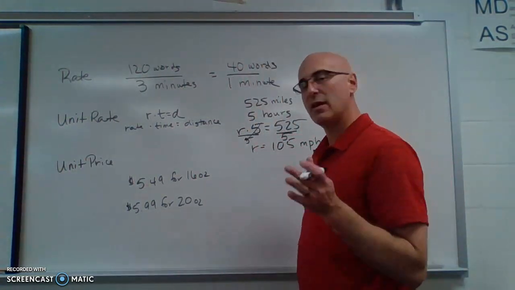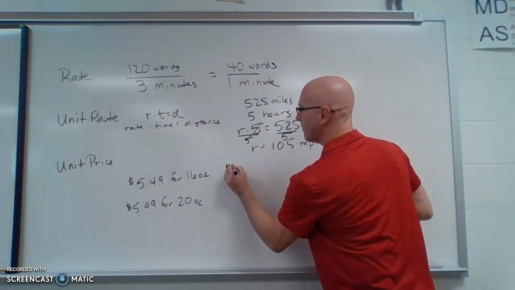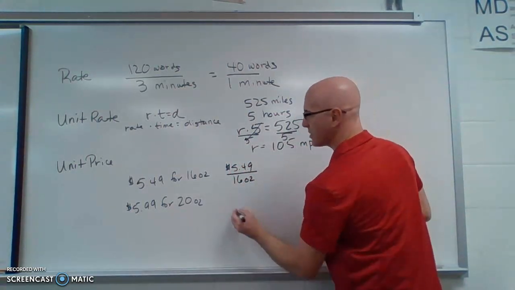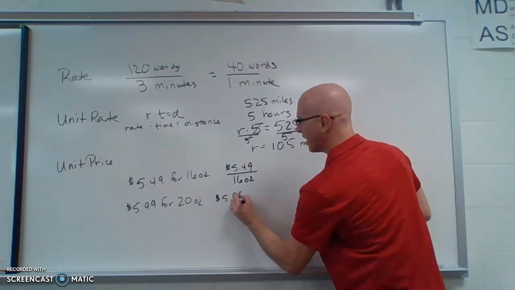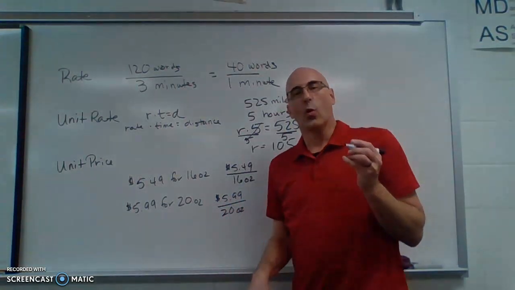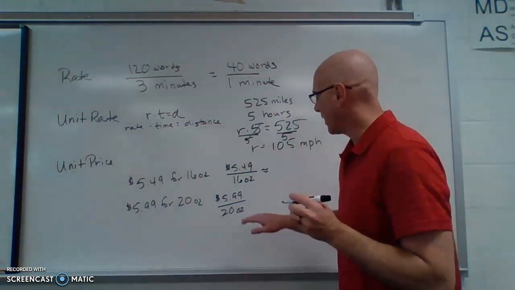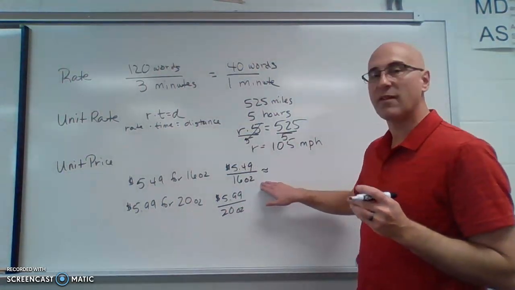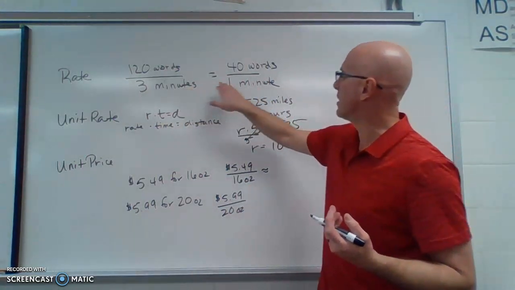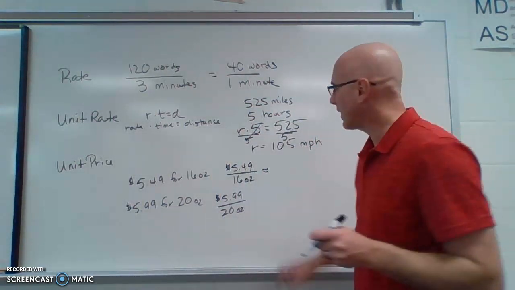So what we do is we find the unit price. So we're going to set up some ratios here. So I have for this one $5.49 for 16 ounces. And for this one I have $5.99 for 20 ounces. When I do the math and I do that dividing, okay, so I can just simply divide, or I can do something like this, 3 minutes to 1 minute.